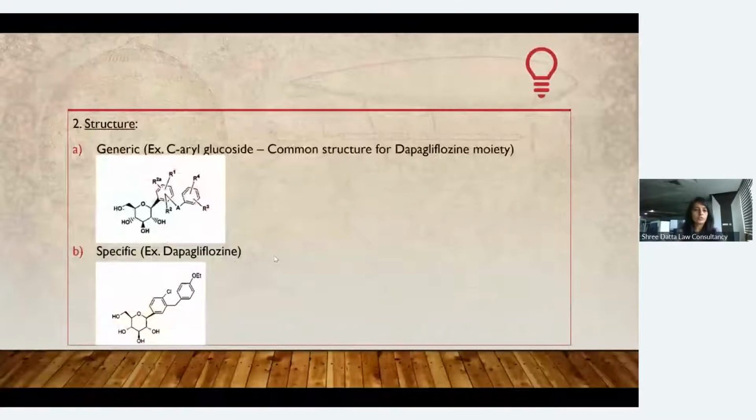Then in the generic structures, you are just writing the general structure. In the general structure also, this is related to the dapagliflozin moiety. So in that they have given the general structure. If you are replacing R1 and R2 with some other structure, then it becomes any other gliflozin. But this is the whole structure related to the category of gliflozins. So this is the general structure. In that also, if you are adding R1 is this, R2 is this, then that is a specific structure. So this gives the specific structure of dapagliflozin, but this gives the common structure for the SGLT2 inhibitors.